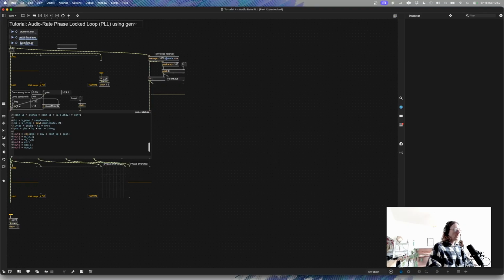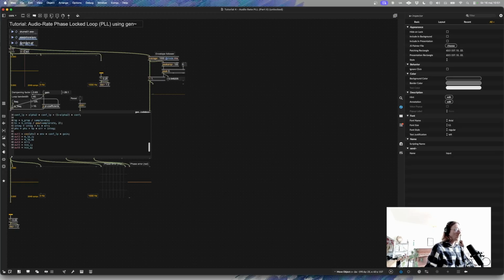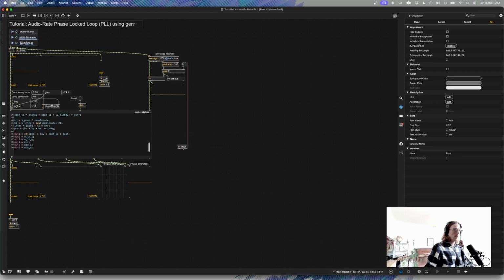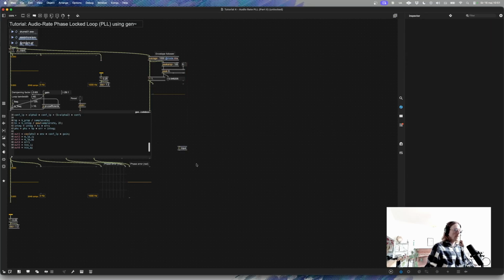And maybe to keep things cleaner, let's make a send here and send our input signal, and then we can receive the input down here. And a one-sided pitch shifter can be achieved here with the Hilbert object.